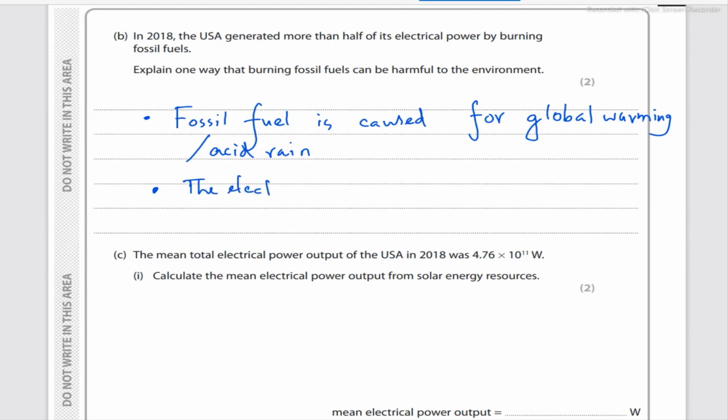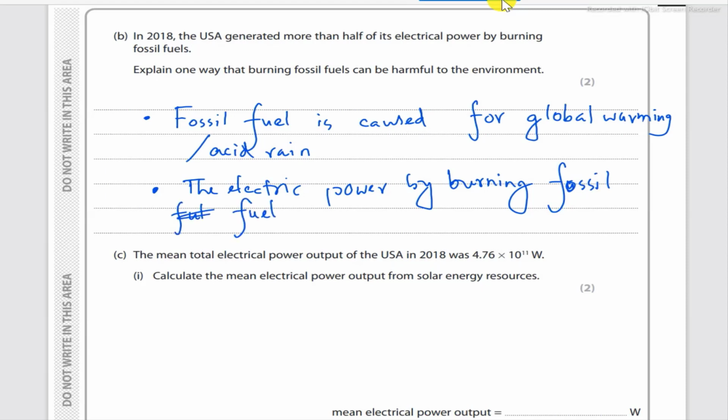The electrical power by burning fossil fuels emits carbon dioxide, sulfur dioxide, nitrogen dioxide.